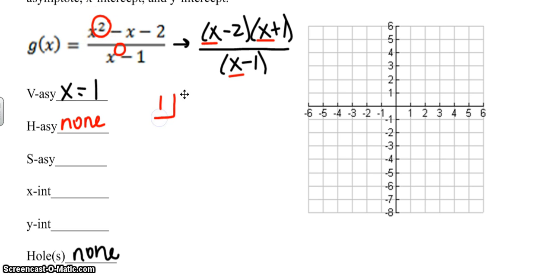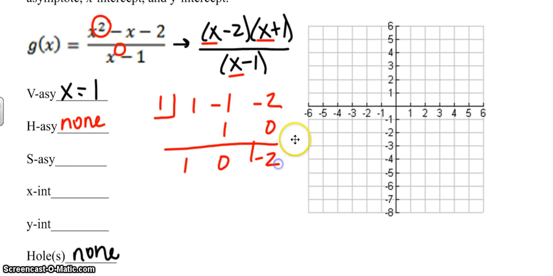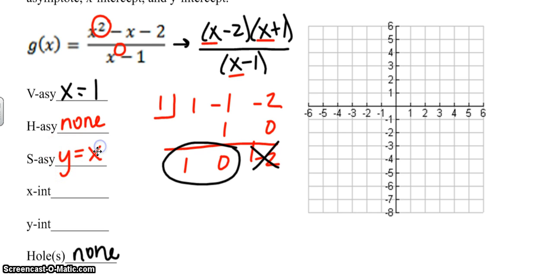So to do that, set up your division. Remember your slant asymptote, you don't care about the remainder, we just care about this part here. So there is a slant asymptote at the line y equals x plus 0, but you don't have to write the plus 0 if you don't want to.